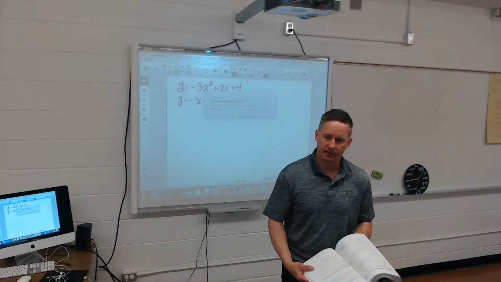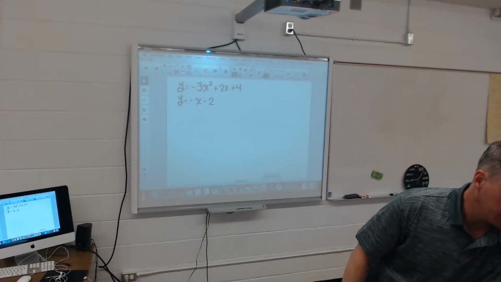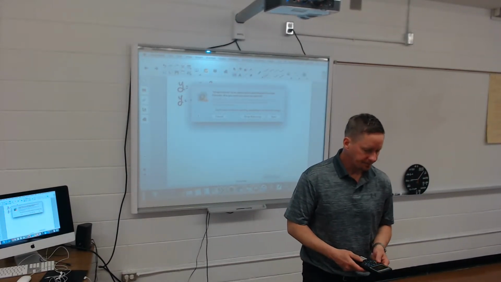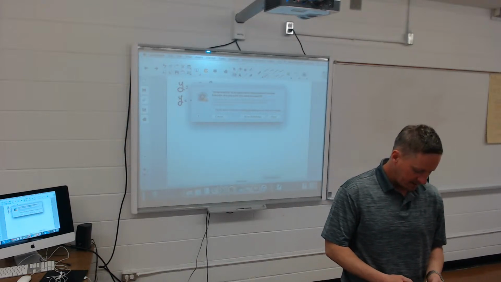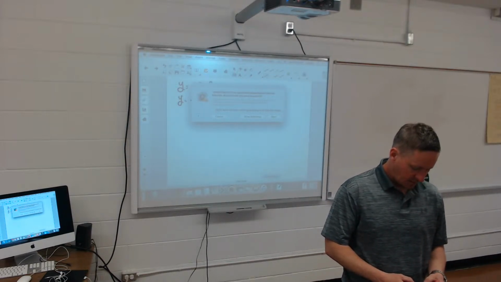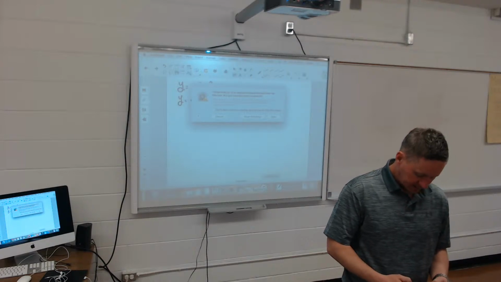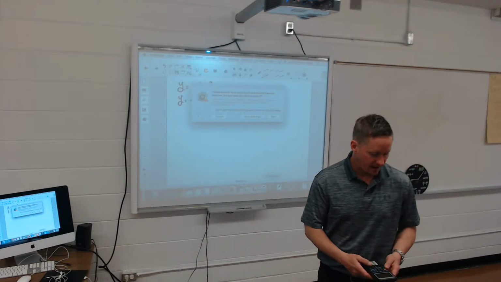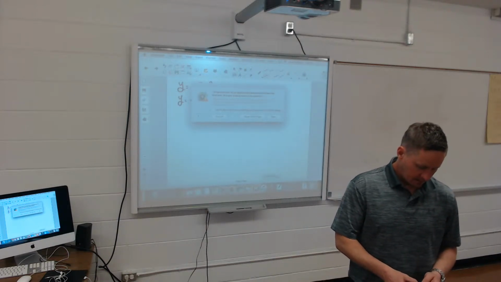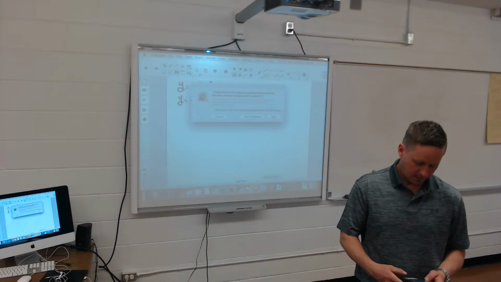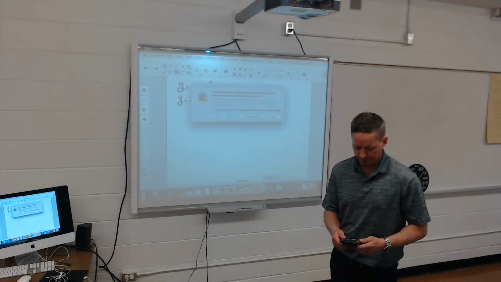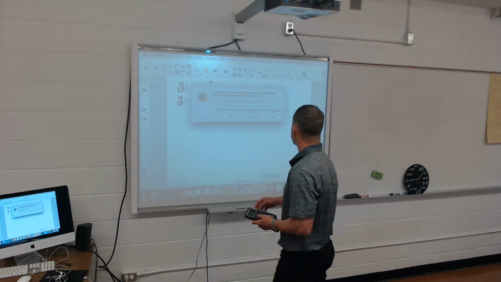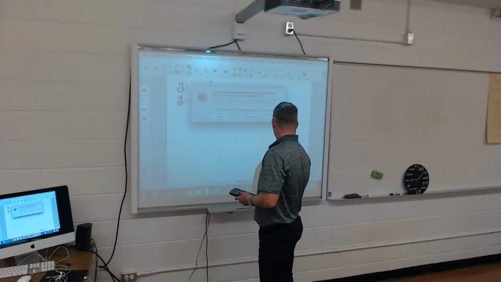So I would take my graphing calculator. I don't know where I put mine. Oh, right there. Good. I'd go y equals, and I would put negative 3x squared plus 2x plus 4. I graph it. Then I graph negative x minus 2. And then I'd find out where they intersect. And to me, it looks like there are 2 intersection points. So I just want to open this. Oops. Of course.